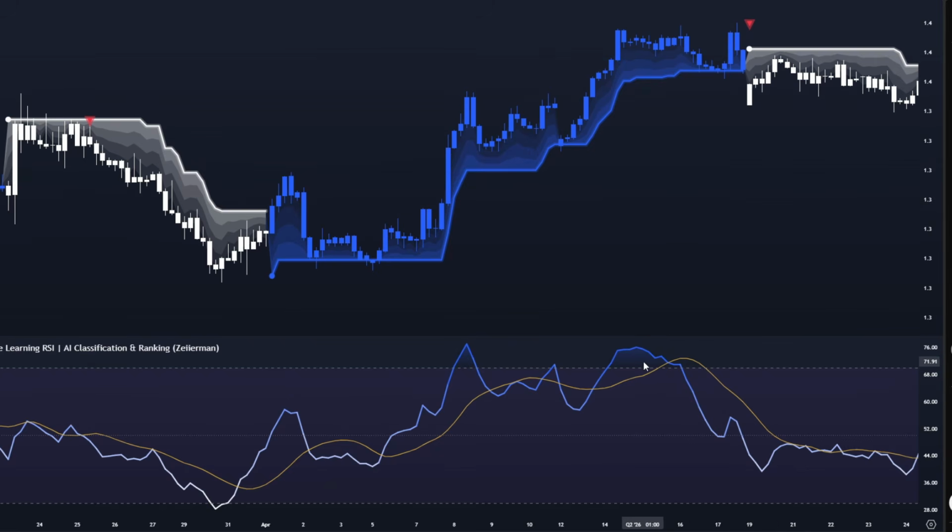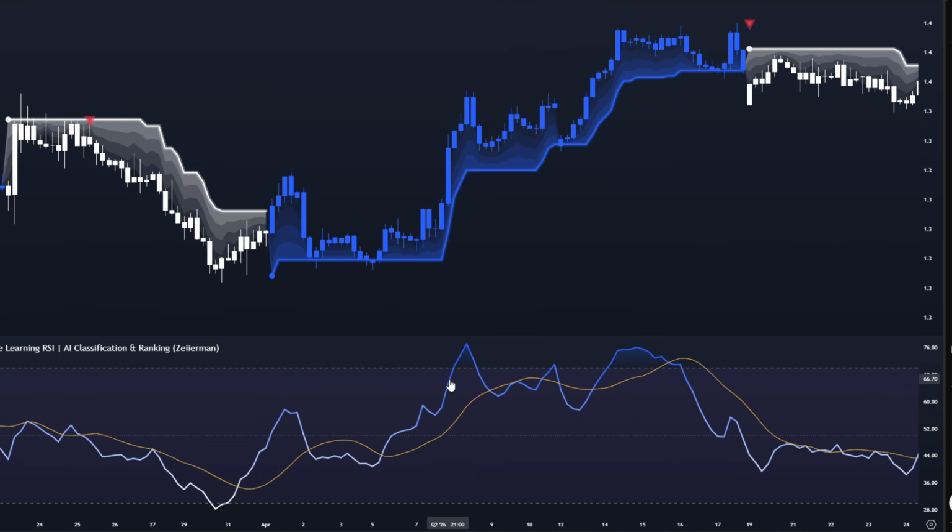And overbought and oversold work the same way you already know. When the RSI line goes above 70, that is an overbought signal and a reversal becomes more likely. When it drops below 30, that is oversold. And again, a reversal becomes more likely. But this is very important.